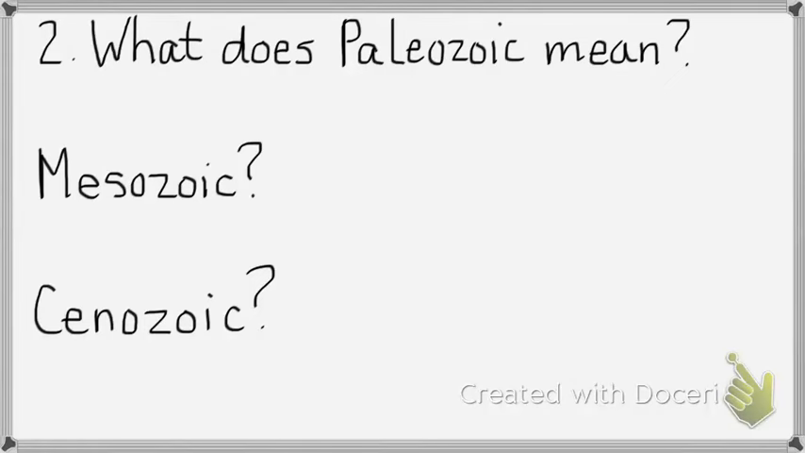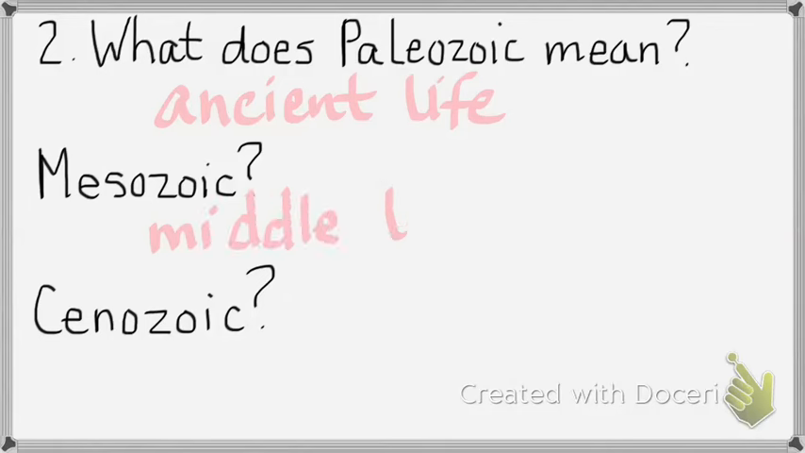Okay, on page 150, you don't have to memorize the geological timescale, but I do want you to go back and just read over it, review it, and there are three words that you do have to know the meanings of. The first one is Paleozoic. What does Paleozoic mean? Good. Mesozoic. Middle. Cenozoic. Good.